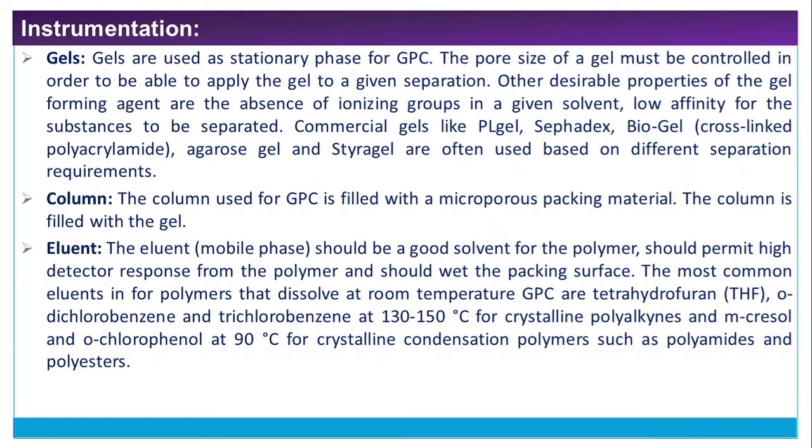The most commonly used solvents are THF, orthodichlorobenzene and trichlorobenzene at 130 to 150 degrees Celsius for crystalline polyolefins, and metacresol and metachlorophenol at 90 degrees for crystalline condensation polymers such as polyamides or polyesters. So in this way we have to use fresh eluents, a good solvent that should not contain any ionizing group or any solute particles. For chromatography, the eluents should be very pure and analytical grade. It should not contain any impurities.